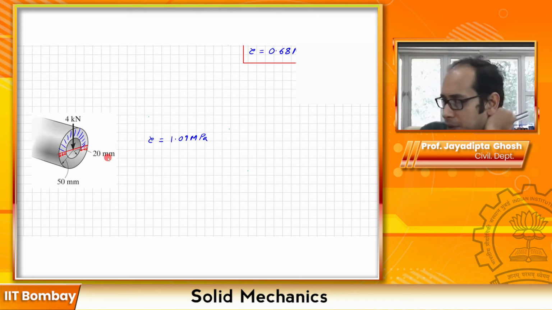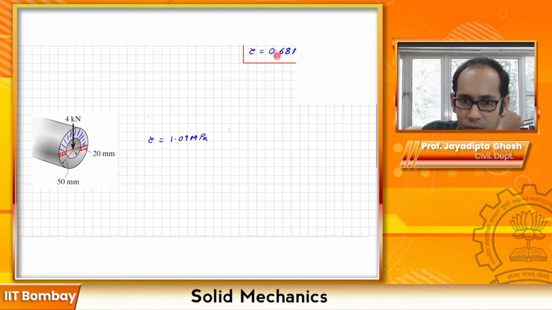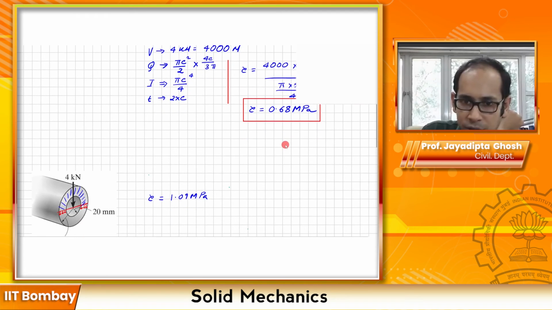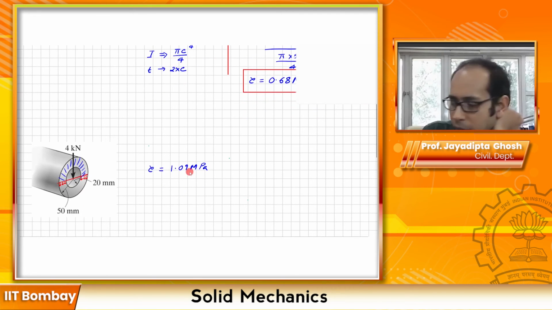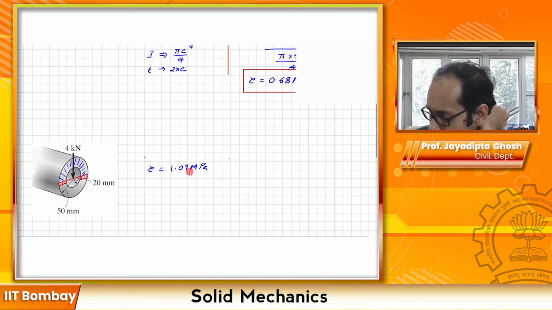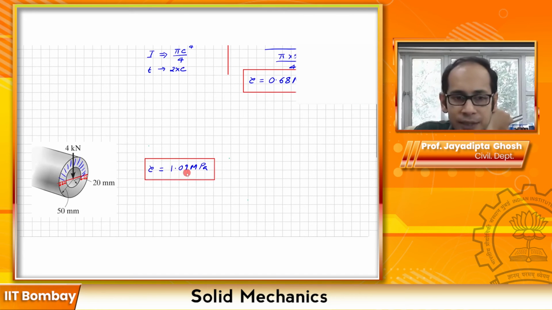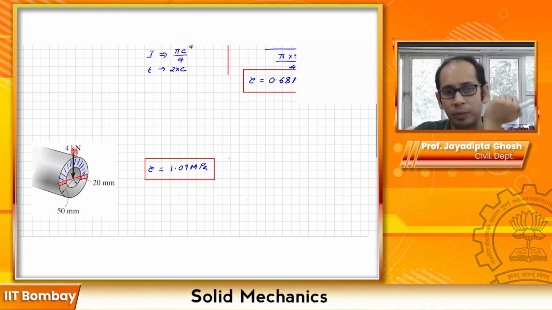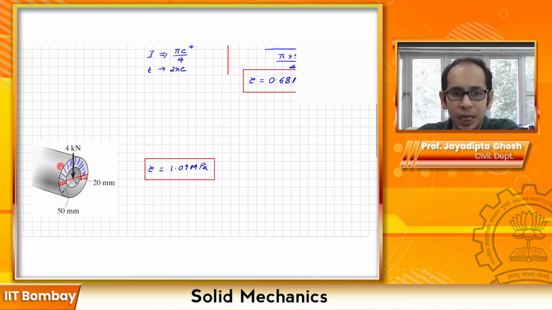And this number is higher than the one over here, because here you got 0.68 and here 1.09. It logically makes sense, because here you have lesser beam material to resist the same amount of shear force, so automatically your stress is going to be higher. So I hope this problem example was clear.